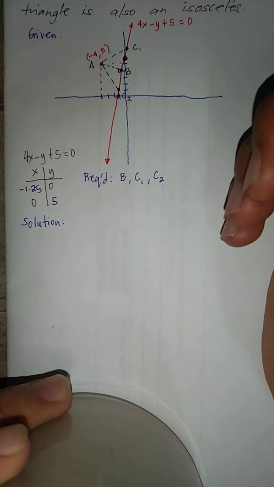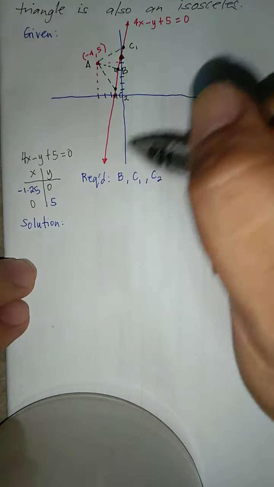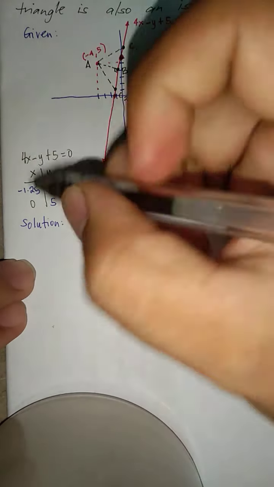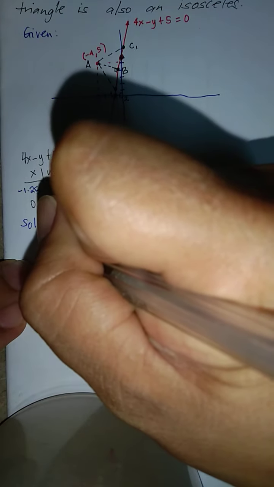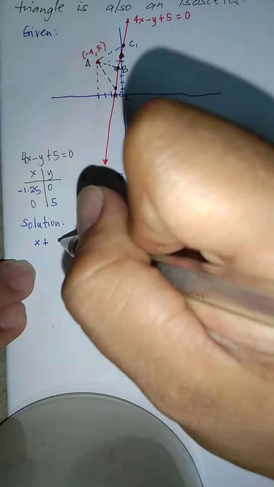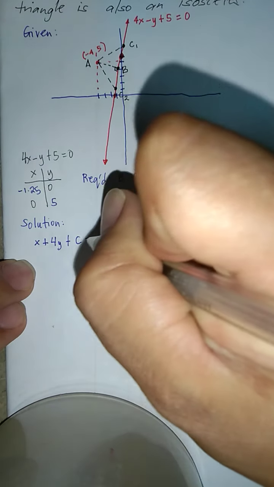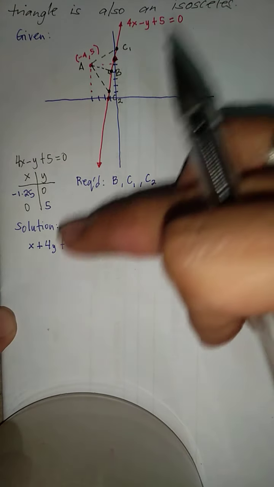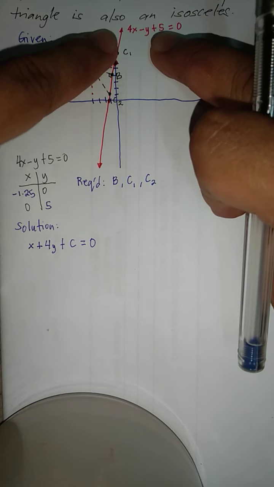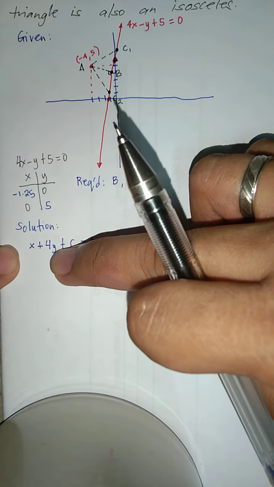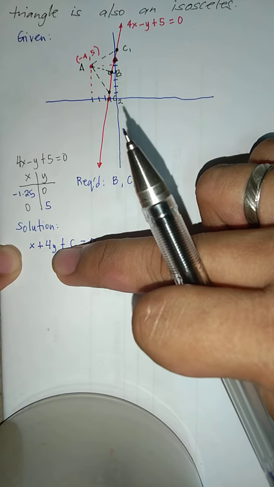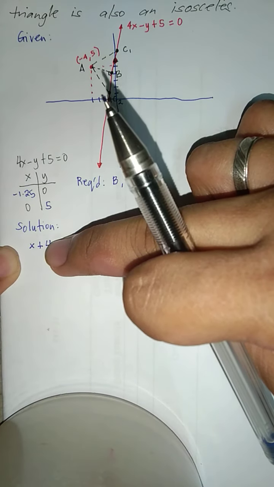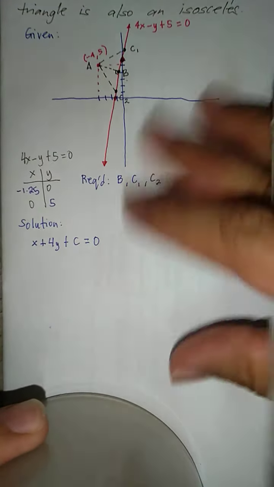So how do we find the equation of this line? Since it's perpendicular to 4x - y + 5, the general equation of this line is x + 4y + c = 0. For the general equation of perpendicular lines, all you need to do is swap the numerical coefficients of x and y, and then change the sign. So from negative it's positive. Now all we need to do is solve for c.